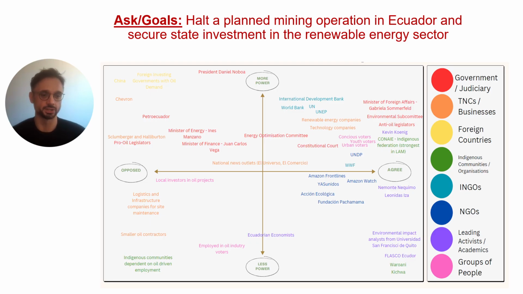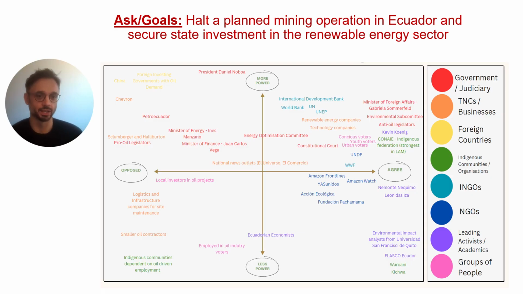They've included stakeholders from the government and the judiciary, foreign countries and business interests, INGOs and NGOs, activists and population groups. You can see that there's been an effort to break down monoliths and identify particularly powerful individuals and government ministries and companies and population groups with an interest either for or against the mine.